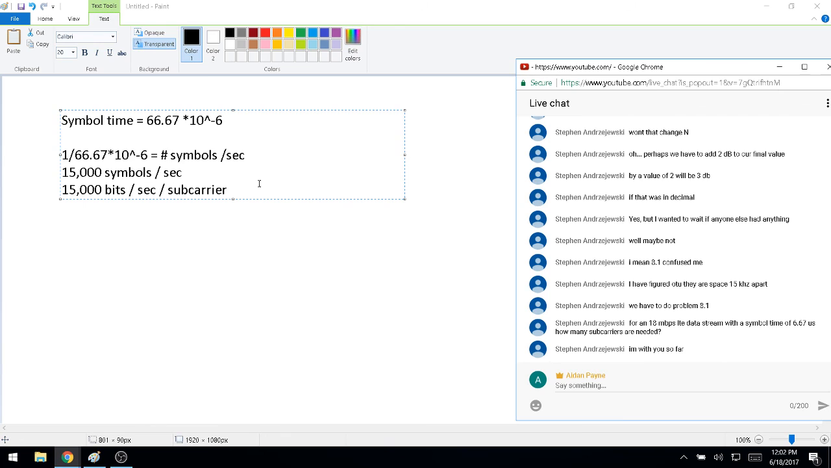So Stephen, if you're following along, you get the relationship between why 15,000 symbols per second is 15,000 bits per second per subcarrier? Because that's the only part that I think might be a little confusing at this point. I want to make sure that's clear before we move forward. If anybody else is still listening and doesn't get that relationship, speak up and we can explain why that's the case. But I'll keep going otherwise.